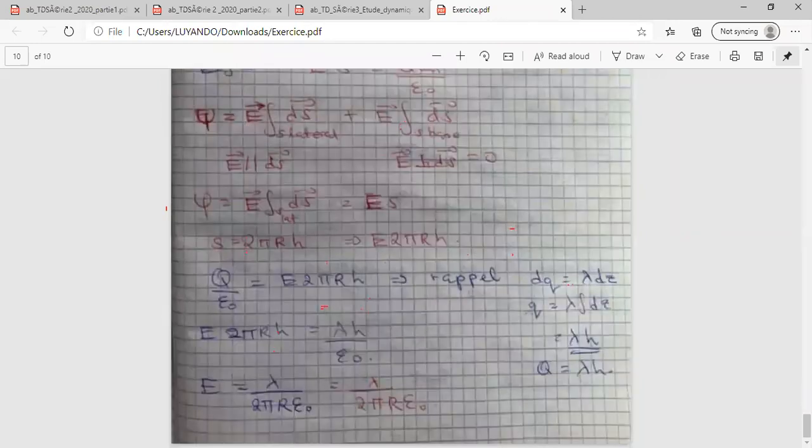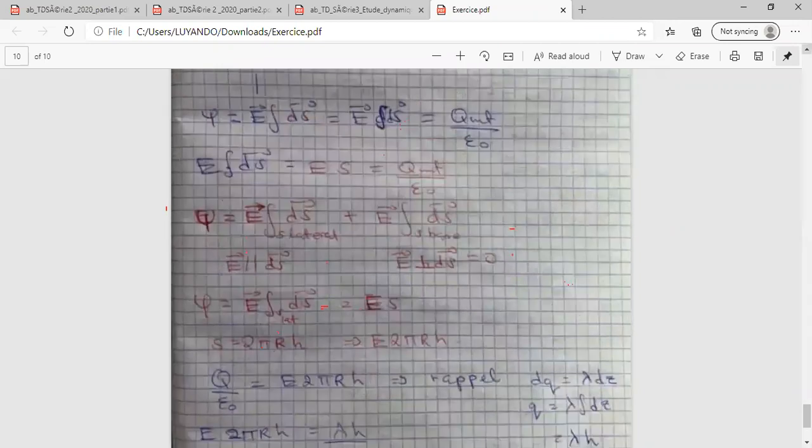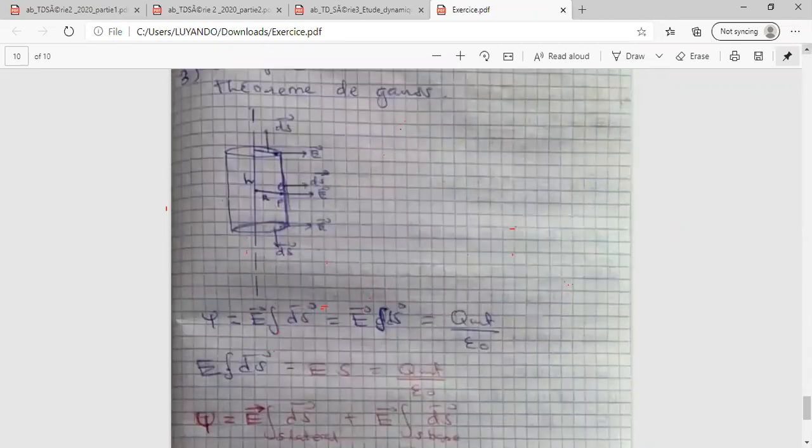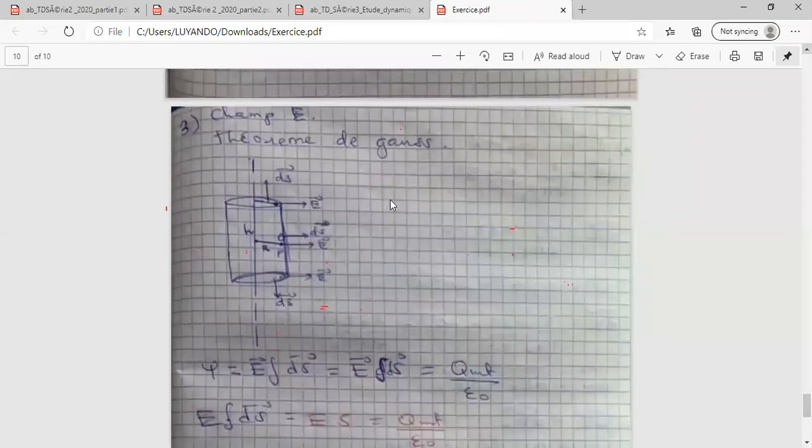So let me just explain this. Using the theorem of Gauss, the same thing. We assume that the line is passing through a cylinder. You can remember I said the theorem of Gauss cannot be used on open surfaces. That's why in this case we introduce a cylinder, because we cannot use Gauss theorem on an open surface.